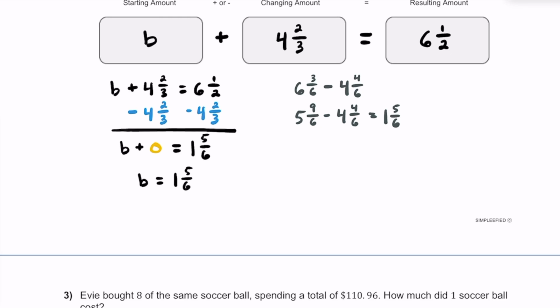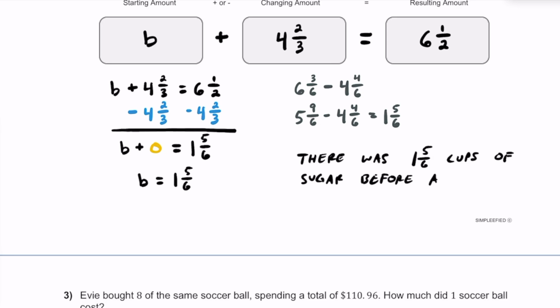Now what does that mean? It means there was 1 and 5/6 cups of sugar before adding more. All right, that's cool. That's it.